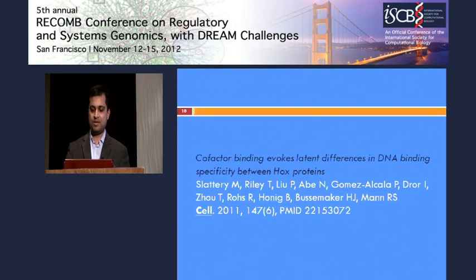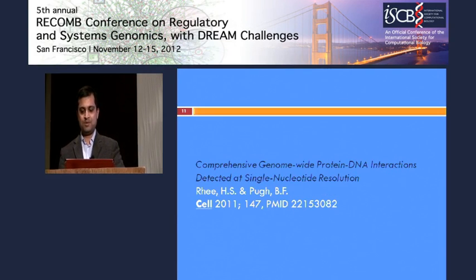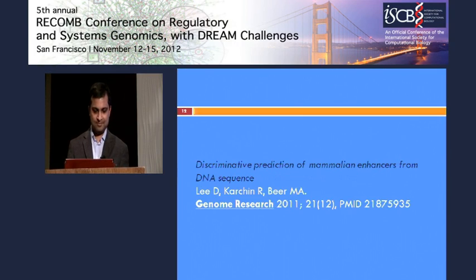Cofactor binding evokes latent differences in DNA binding specificity between Hox proteins. Slattery et al., last author Richard Mann, appeared in Cell. I think we have a co-author here. Awesome. Comprehensive genome-wide protein-DNA interactions detected at single-nucleotide resolution, Rhee and Pugh, Cell. Discriminative prediction of mammalian enhancers from DNA sequence, Lee, Karchin, and Beer. We have Michael Beer here. Appeared in Genome Research.